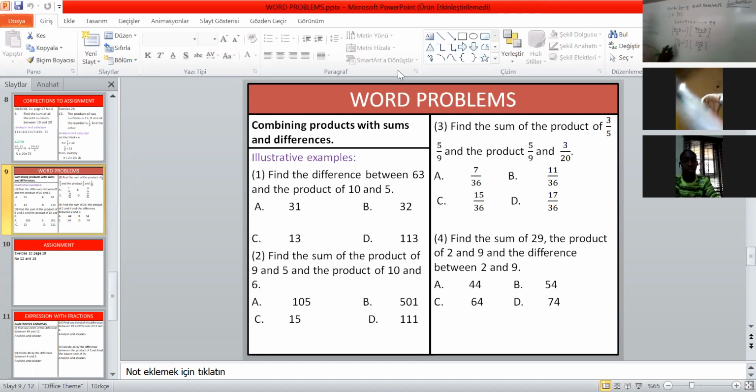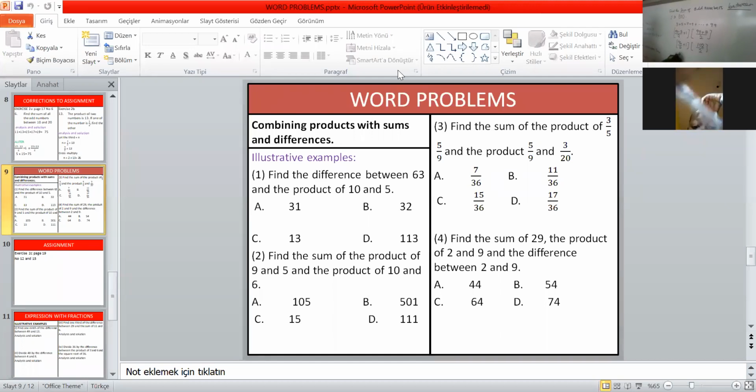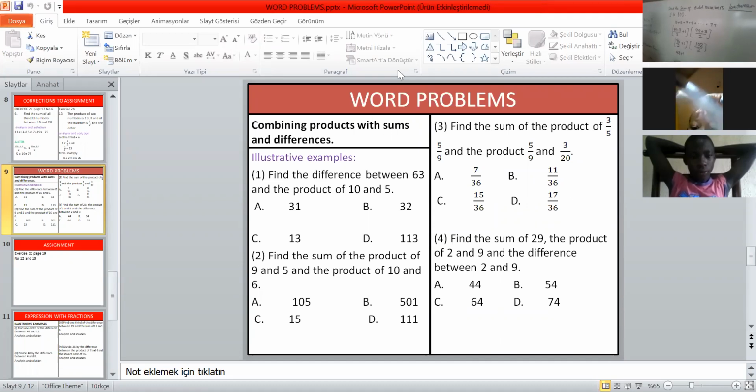2 goes in, but 96 is 48 plus 1. Don't forget your parentheses. And this one gives us 51. Now, 48 plus 1 is what? 49.